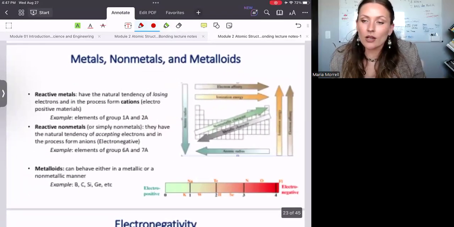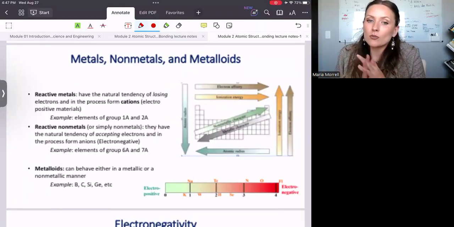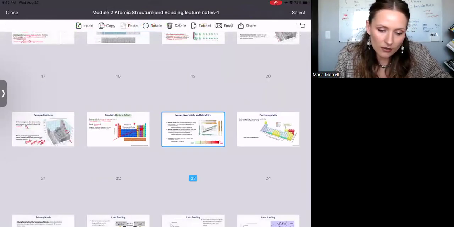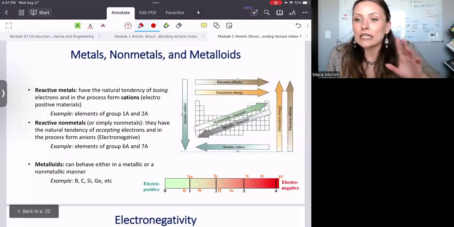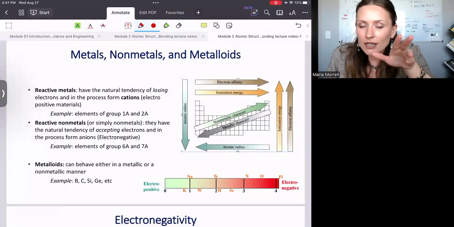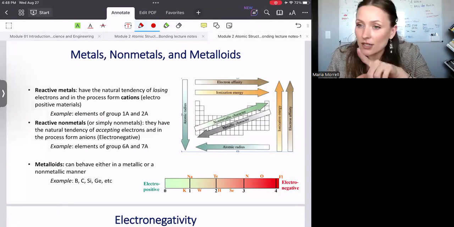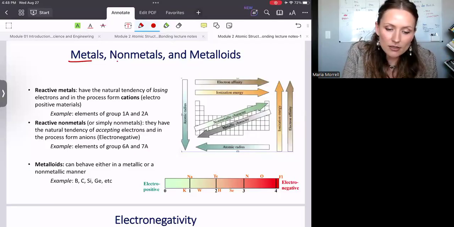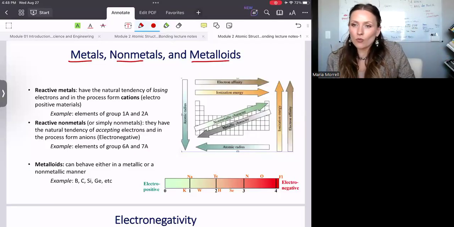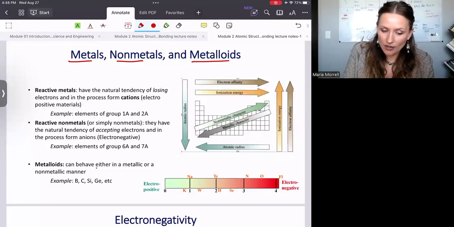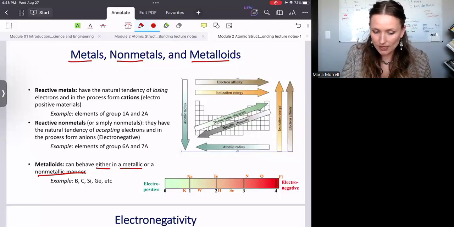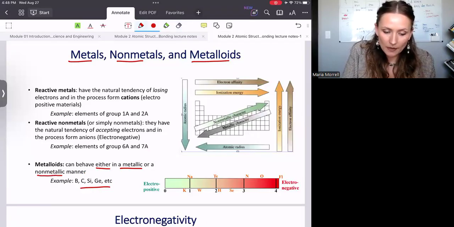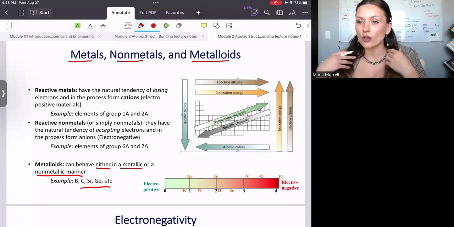Moving on. I am having an issue with uploading the slide. Okay, now it looks good. Now, based on the electron affinity and ionization energy alone, we can divide all of our elements into metals, nonmetals, and metalloids, right? Once again, metalloids are the ones that can behave either in a metallic or non-metallic manner. And this is carbon, silicon, germanium, and things like that. So those can be either here or there, depending. You can make them work both ways.